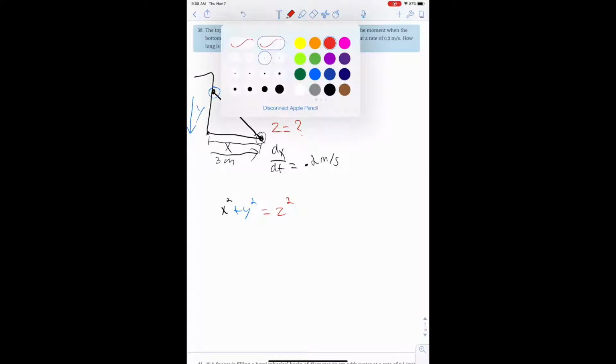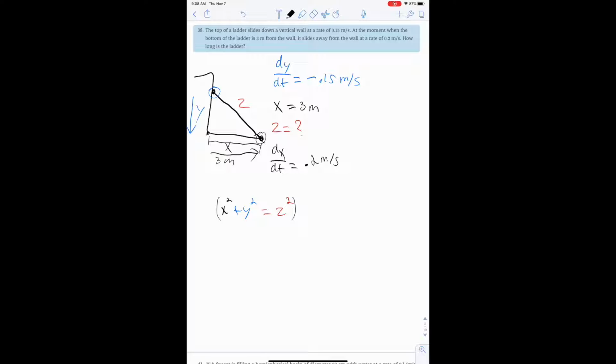So before we actually go ahead and differentiate this, it is important to realize the things that are changing in this problem and the things that are not changing in this problem. So x is obviously changing. We see right here that it's sliding away from the wall at a rate of 0.2 meters per second. So x is changing. It is a variable in this equation. We also know that y is changing. It says here the top of the ladder slides down a vertical wall at a rate of 0.15 meters per second. So y is also a variable.